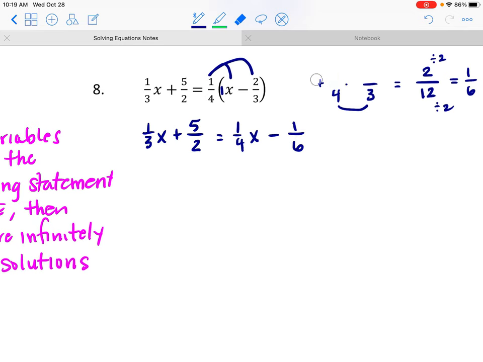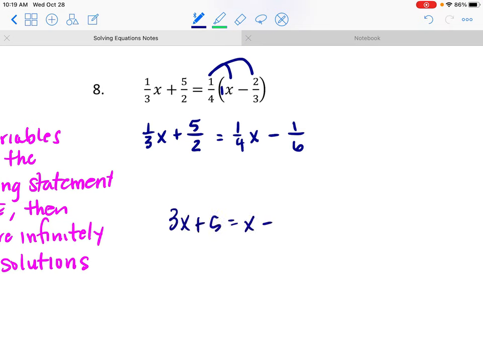Okay? So there's that. Now, there's a couple approaches we can take here. This would be the same as solving, let's say it was, instead of all these fractions, like 3x plus 5 equal to x minus 6 or something like that instead. Then I would get my x's together, right? That would give me 2x plus 5 equal to negative 6, and then I could solve from there.